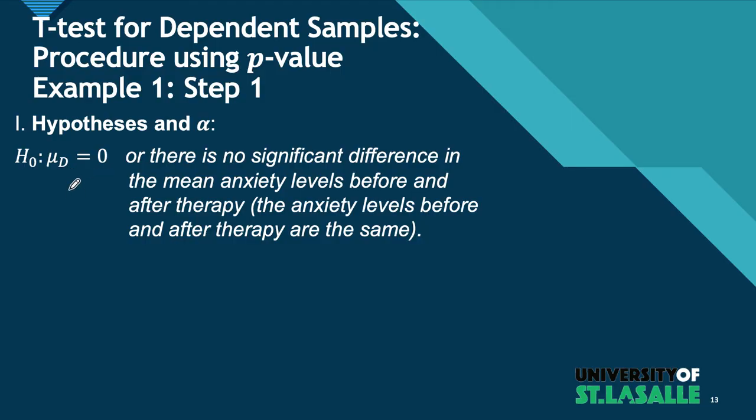So you can say that your mu sub t is equal to 0, or there's no significant difference in the mean anxiety levels before and after the therapy. The anxiety levels before and after therapy are the same. It can also be stated as that.